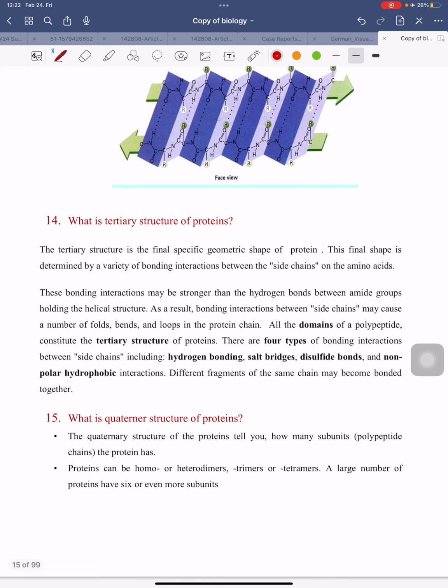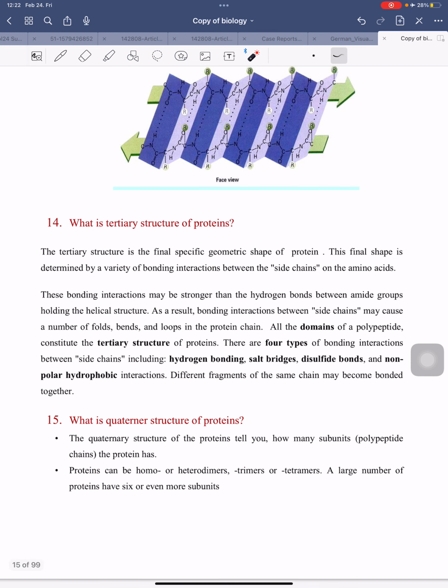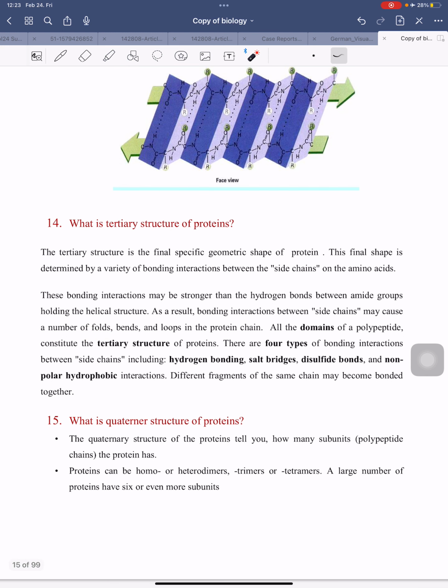What is the tertiary structure? The tertiary structure is the final specific geometric shape of a protein. The final shape is determined by the variety of bonding interactions between side chains of amino acids, as I mentioned. This bonding interaction may be stronger than the hydrogen bond between the amide groups in the alpha helix, in the helical part. As a result, bond interaction between side chains may cause a number of folds, and the shape can be changed. Bends and loops and all domains of the polypeptide contain tertiary structure.